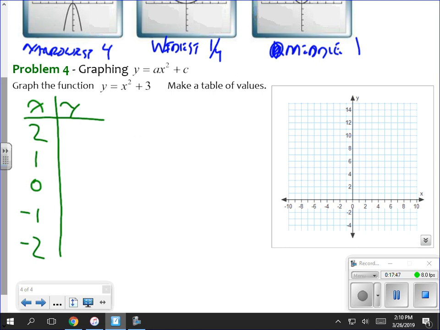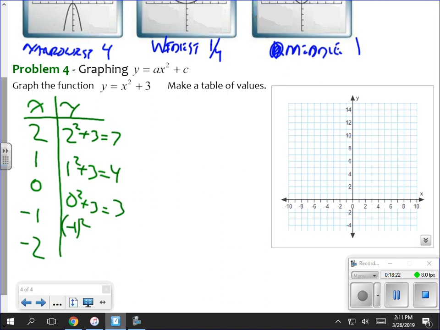So if I plug in 2 squared plus 3, what do I do? I square it first and add 3. 2 squared is 4. 4 plus 3 is 7. 1 squared plus 3 would be 4. 0 squared plus 3, well, no, it wouldn't be 0. 0 squared is 0, but 0 plus 3 is 3.